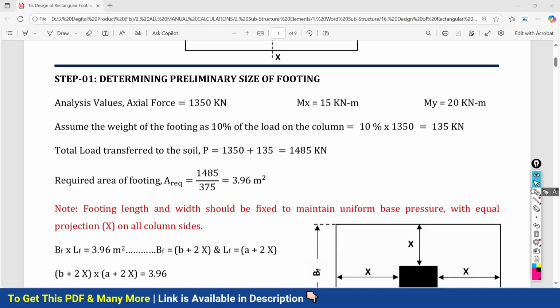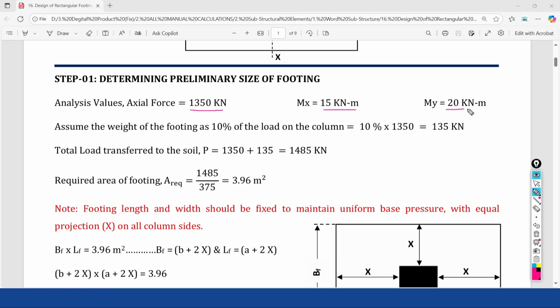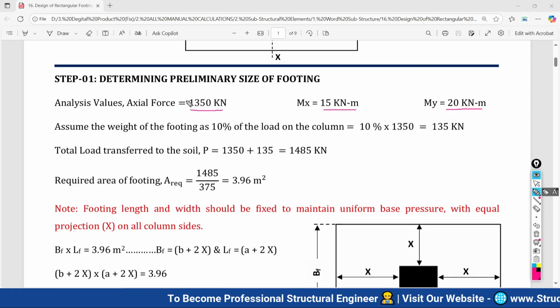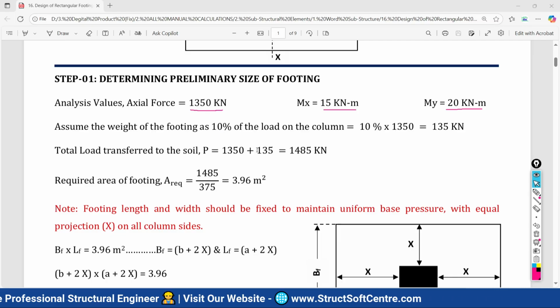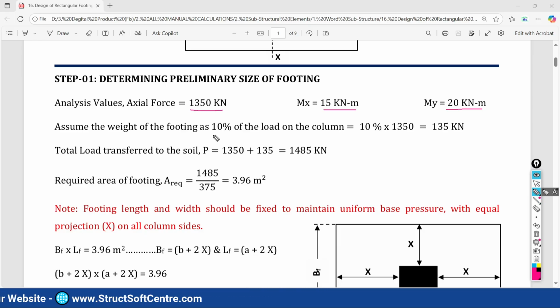We have the given data as axial force 1350 kN, moment about the major axis as 15 kN and moment about the minor axis as 20 kN. First of all, we have to calculate what total load is going to be transferred to your soil through your column. One load is carried by your column, that is 1350, plus we have to add the self weight of the footing, and for the self weight we are going to consider 10% of the axial load. So it is going to become 135 kN.